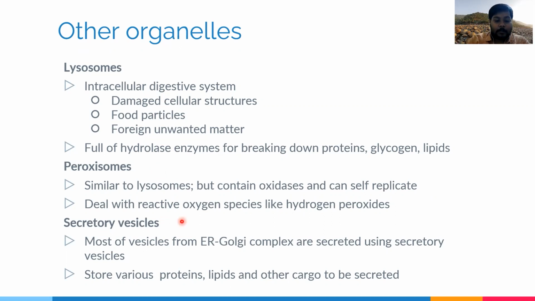Finally, we come to secretory vesicles. Secretory vesicles are closely related to the ER-Golgi complex, as we discussed before, and most vesicles are created by the ER-Golgi complex. These are storehouses of protein, lipids, and other cargo, which are then secreted from the cell.